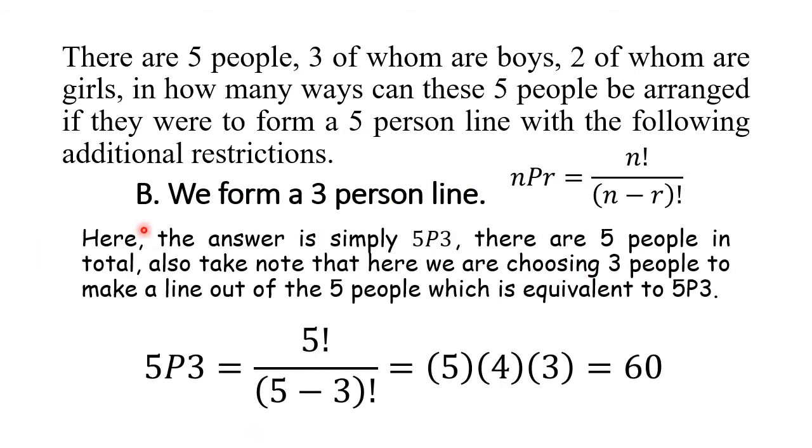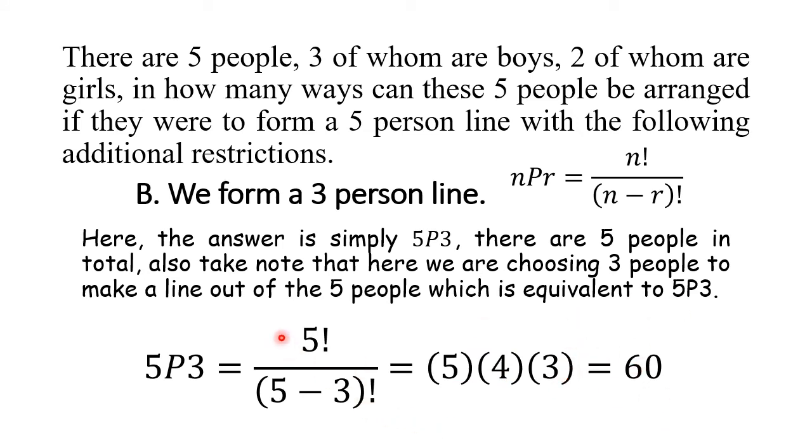Okay. B, we form a 3-person line instead of the 5-person line. Here the answer is simply 5P3. There are 5 people in total. We are taking 3 people from the 5 people. Also take note that here we are choosing 3 people to make a line out of the 5 people, which is equivalent to 5P3, which is equivalent to 5 factorial over 5 minus 3 factorial, which is equivalent to 5 times 4 times 3, which is equivalent to 60.